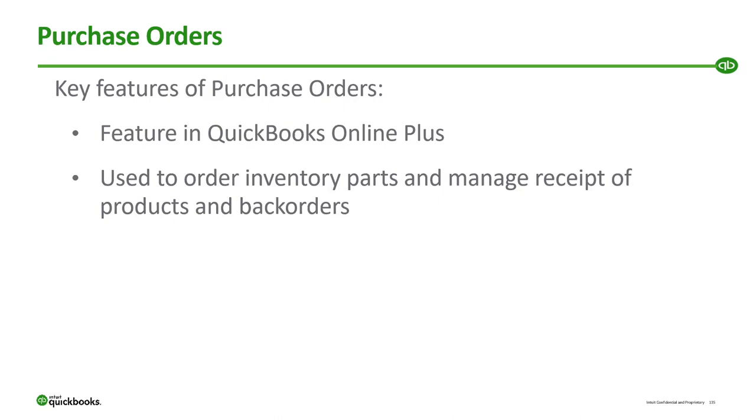Featuring QuickBooks Online Plus, used to order inventory parts and manage receipt of the products and back order. So this is what I was talking about with the bottles and the labels. Do keep this in mind. When you activate the inventory control system within QuickBooks, you do need to upgrade to QuickBooks Plus, which does cost a little bit more. It's the same as the payroll. It's just another module that you pay X amount of dollars each month. The last time I looked, I think it was $20 for the inventory module and $29 for payroll a month, just to give you an example. And that's the last time I looked.